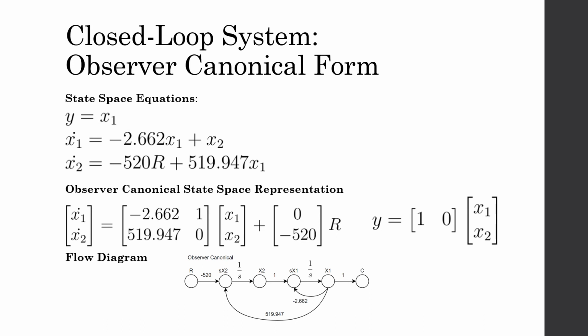We then found the state space equations by setting y equal to the state x1. Based on the equations found on the previous slide, we found the rest of the state space equations as shown. We then found the state space representation in observer canonical form and drew the flow diagram based on the state equations.